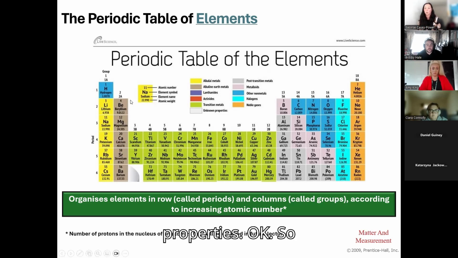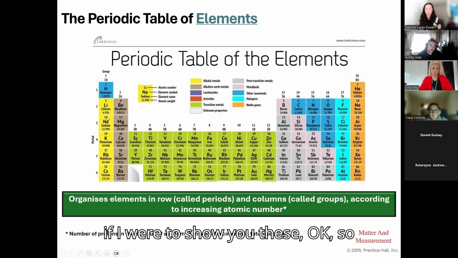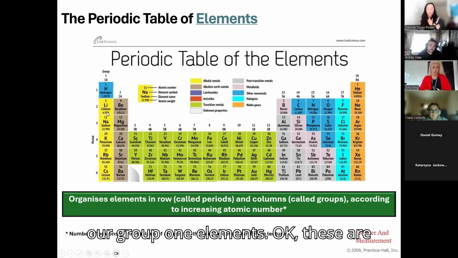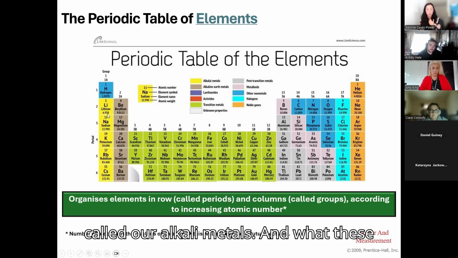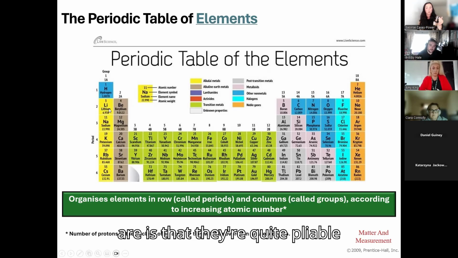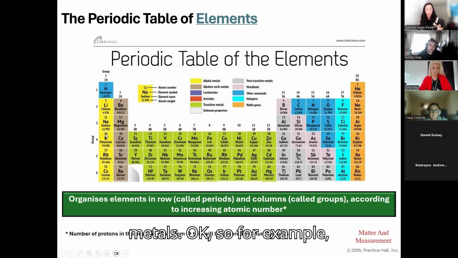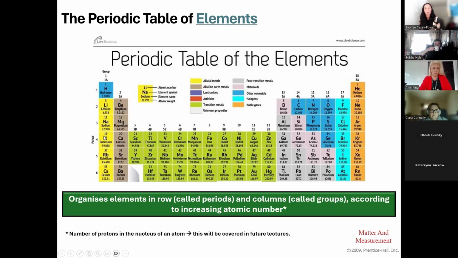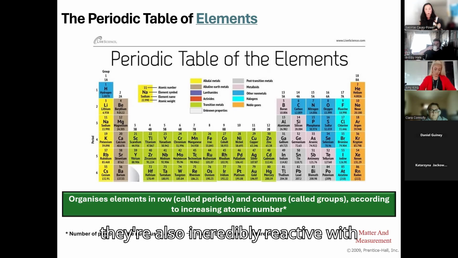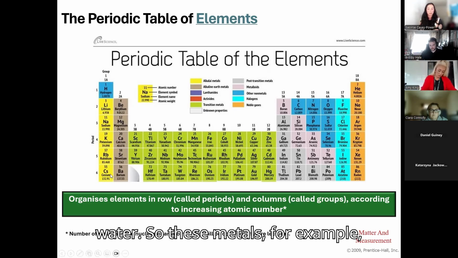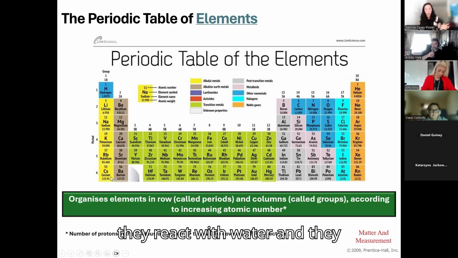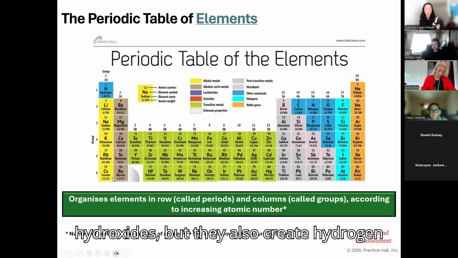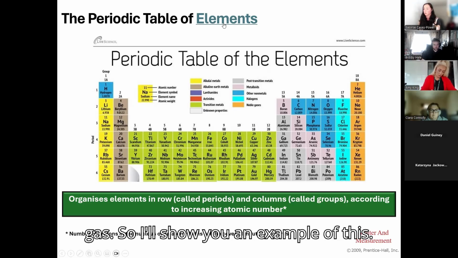So if I were to show you these, group 1 just as an example, are group 1 elements. These are called our alkali metals. They are quite pliable metals. For example, they're called metals, but they can be cut with a knife, and they're also incredibly reactive with water. They react with water and produce metal hydroxides, but they also create hydrogen gas. So I'll show you an example of this.